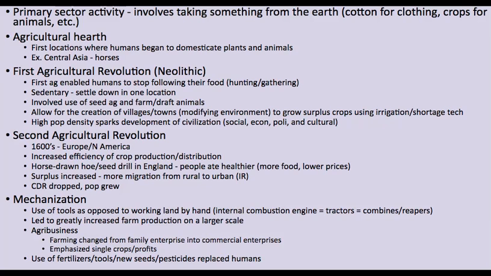If they want to survive and make money, they have to expand into much more commercial enterprises. It emphasizes focusing on one single crop and then getting the profits from that to buy all the other things that you need. And without the need for humans, we're going to see other sorts of advancements decrease the amount of people needed. So fertilizers, tools, new seeds, new pesticides: things that humans would do in agriculture no longer exist because they don't have to.